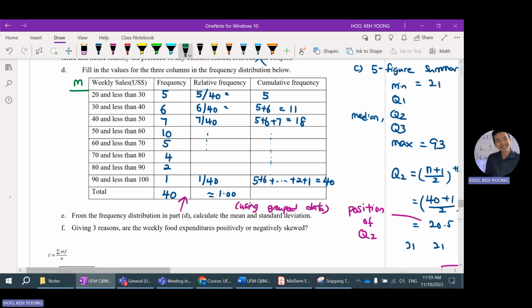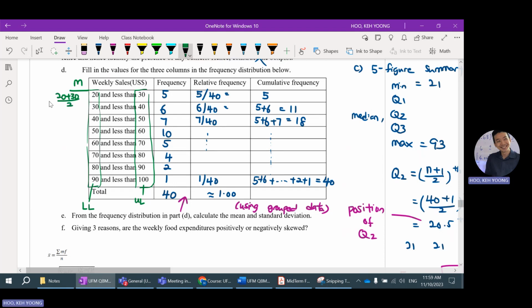So what is class limits? Class limit is the smallest and the largest value in your class interval. So all these are the lower limits. These are the upper limits. So for the first class, you will take 20 plus 30 divided by 2.